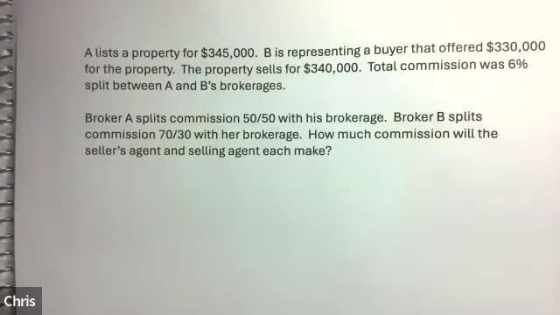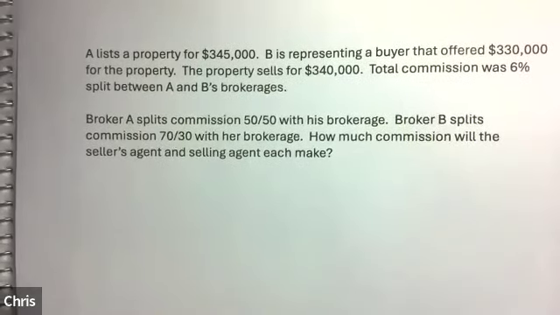Let's take a look at a commission problem here. And just reading through the problem, you want to make sure that you understand exactly what's going on. We have two agents, Agent A and Agent B. A lists the property for $345,000. So A is the listing agent. B is representing a buyer that offered $330,000. Both of these are interesting things.